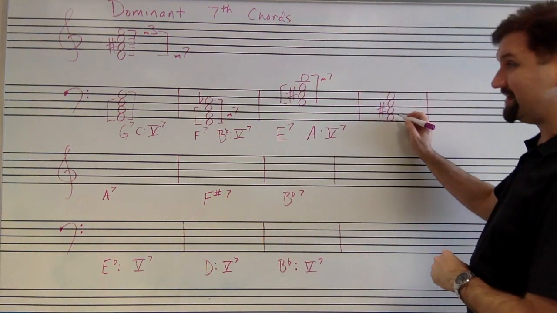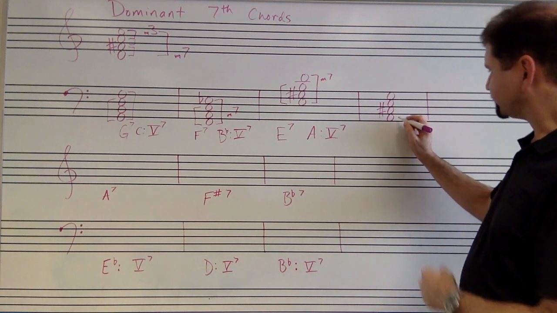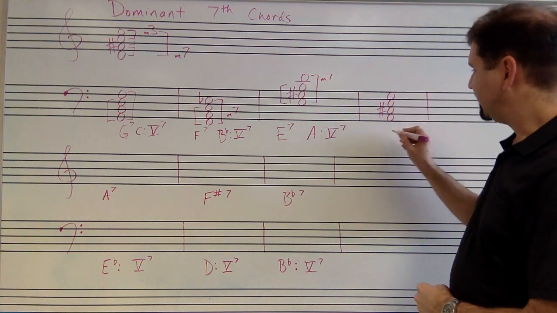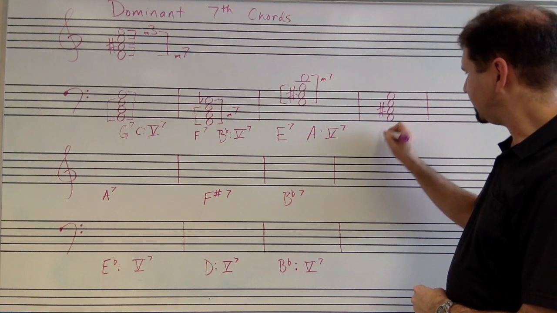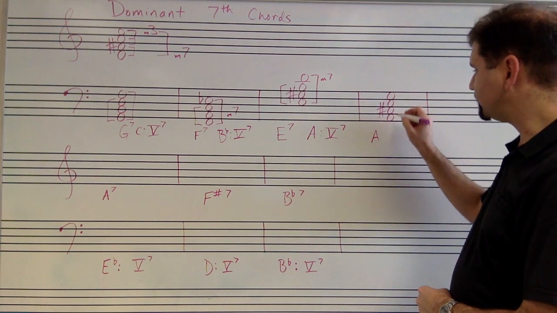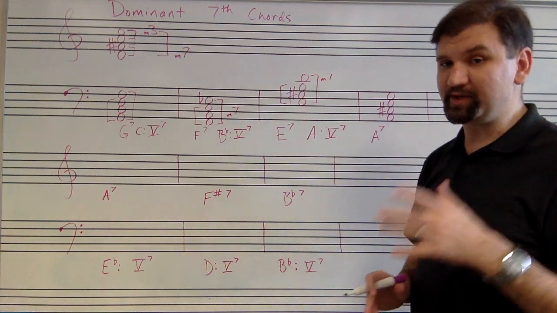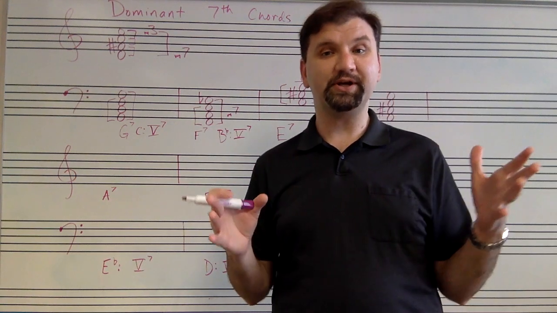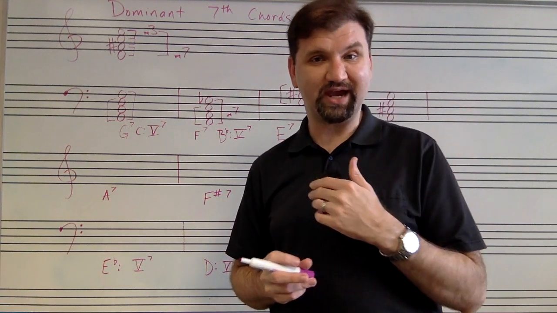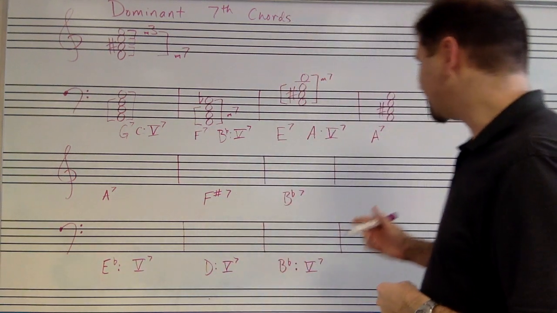Next one here, we have an A chord. So this is an A, C sharp, E with a G natural. That's an A major triad with a minor 7th, or we write A7, A dominant 7, or a dominant chord built on A. Any of those ways we can describe it are correct.